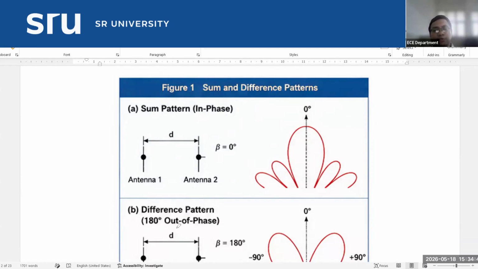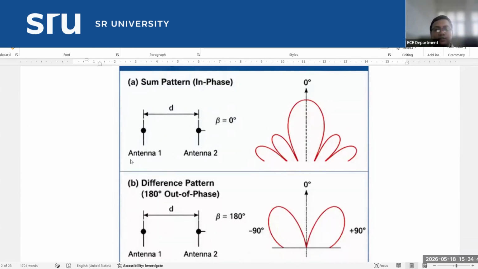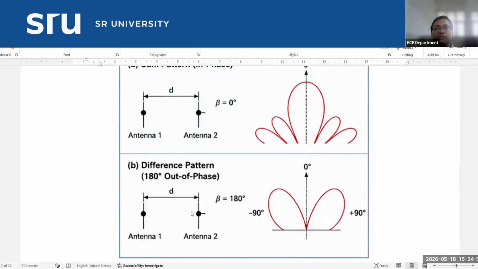But if I take the same two identical antennas, and I excite the two antennas with two signals that are completely out of phase, or if their phase difference is 180 degrees, what happens? You can see that unlike the first case, there is a bore sight null. Bore sight means along the main direction where the antenna is intended to radiate. But in this case, we are getting a null in the bore sight. Null means very low amplitude.